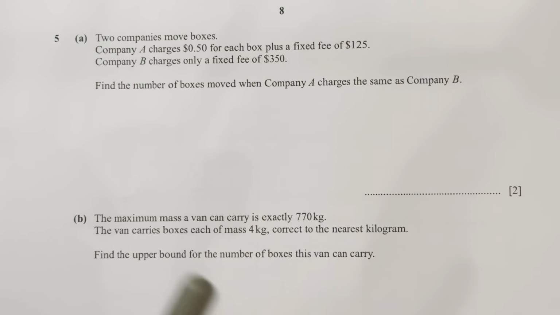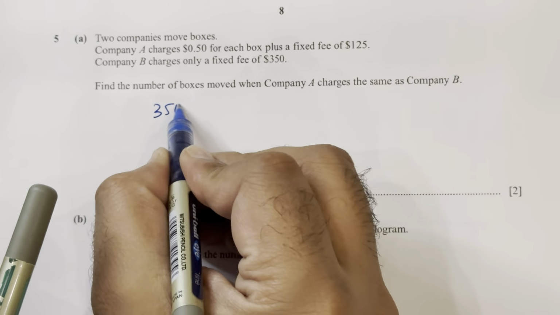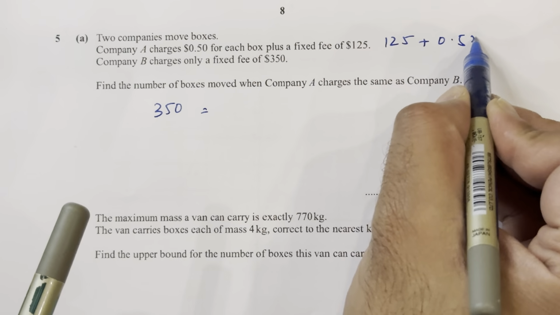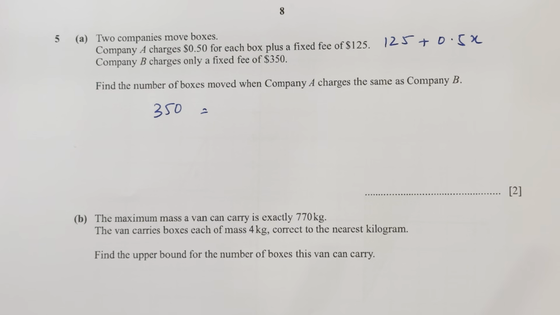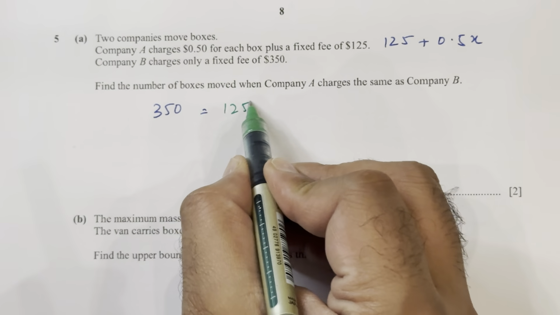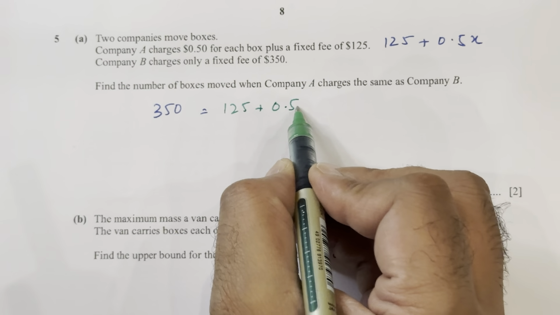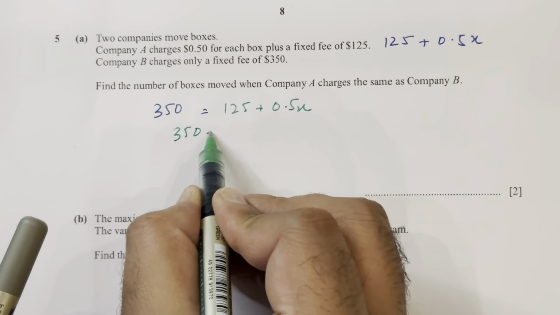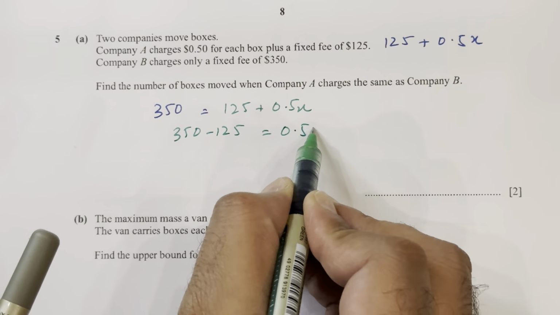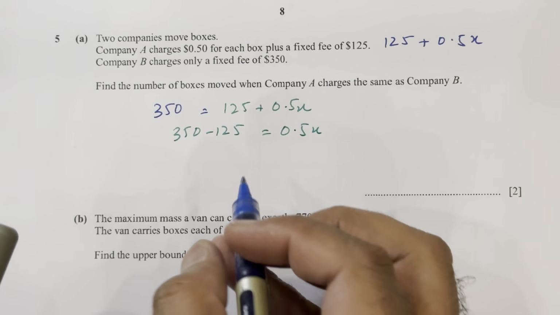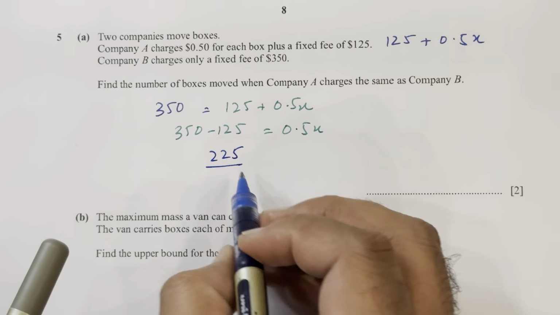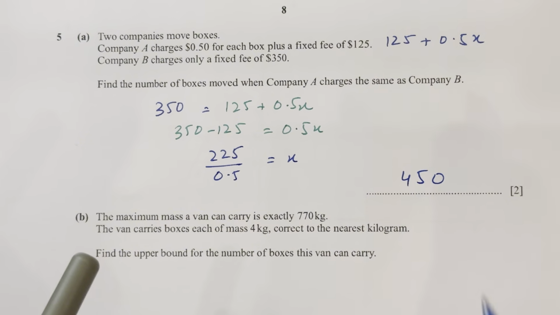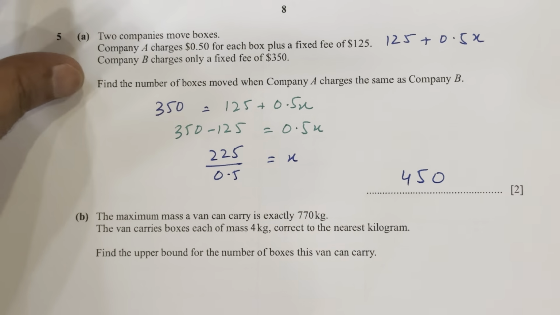Company B's fee is 350 and the fee of A would be 125 plus 0.5 into x. So we are going to equate them both so they have the same amount of fees. After solving it, 350 minus 125 is equal to 0.5x. It would be 225 divided by 0.5 is equal to x. We get the value that is equal to 450. So this would be our answer.